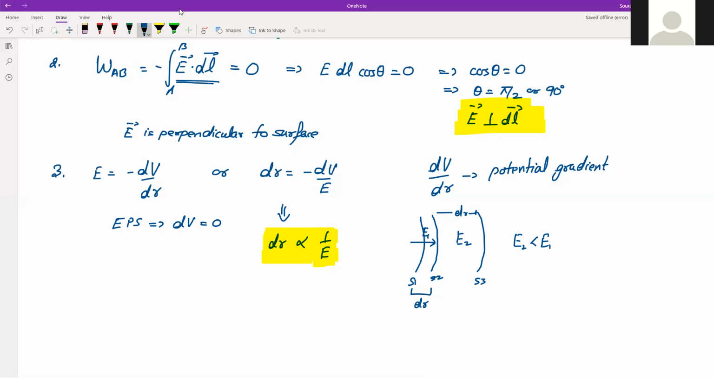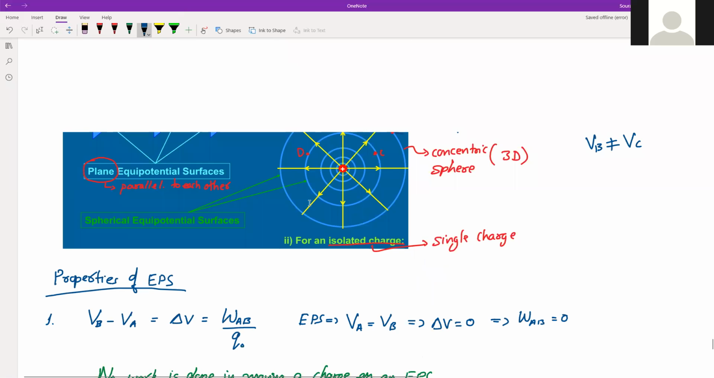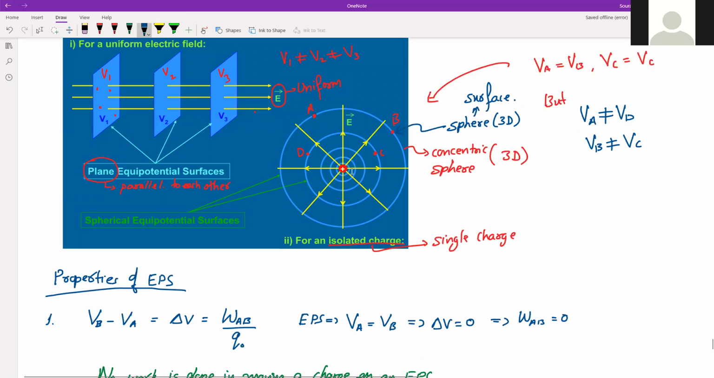Right? It simply means if r is small, if you are near the point charge, the equipotential surfaces will be crowded, which we have already seen in the diagram here. In this particular diagram, you can see that these surfaces which are near to the charge will be crowded, but as you go outwards, it won't be crowded. And we know that as you move away from the point charge, the electric field will also decrease.